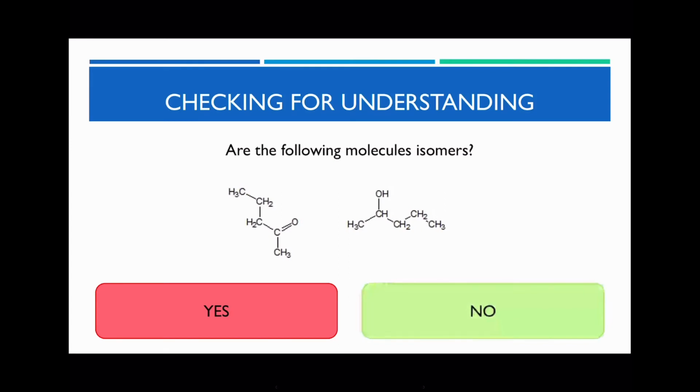The reason why they're not considered to be isomers is because if you were to actually count the number of atoms and write down the chemical formula, this one has 5 carbon atoms, 10 hydrogen atoms and 1 oxygen atom, whereas the other molecule on the right hand side contains 5 carbon atoms, 12 hydrogen atoms, and 1 oxygen atom.